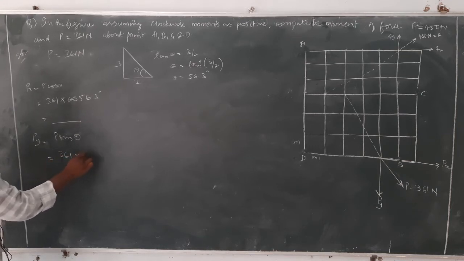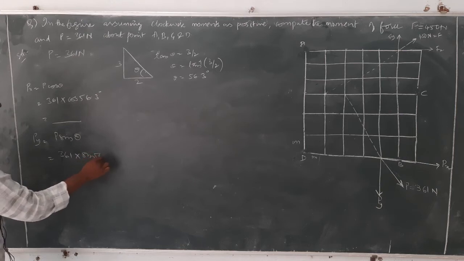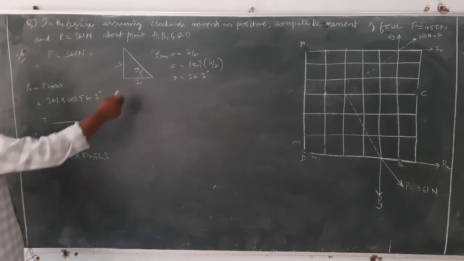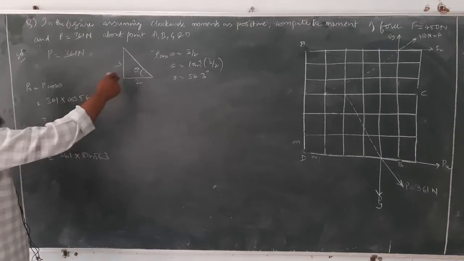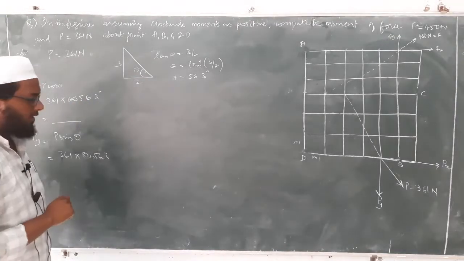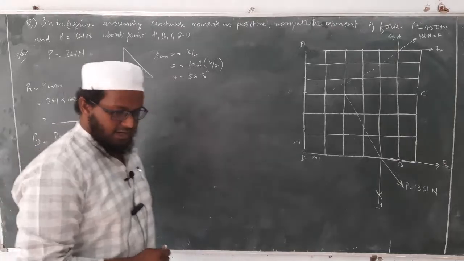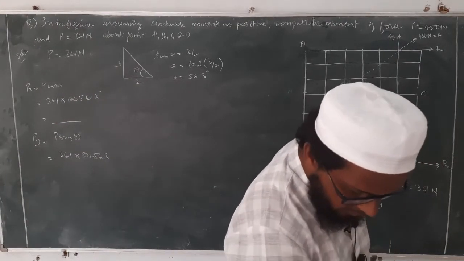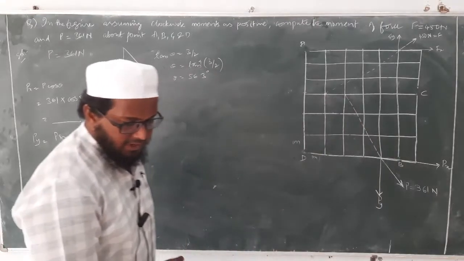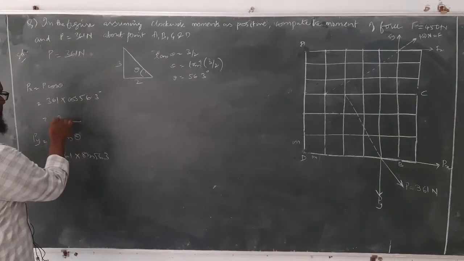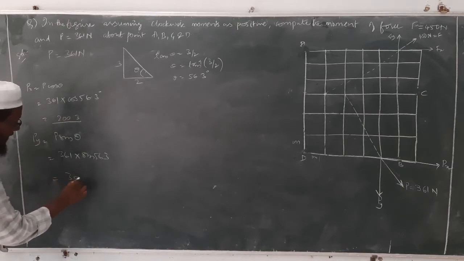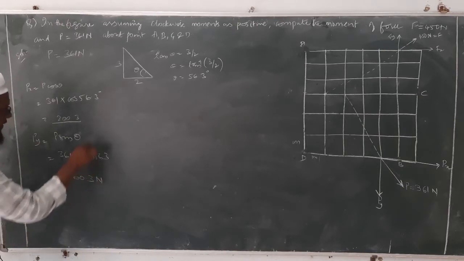361 into sin 56.3. Why sin? Because the angle is with the x-axis. Why cos? Because the angle is with the x-axis. Okay, so the values for Px and Py, I have got it as Px is equal to 200.3 and Py as 300.3 newtons.